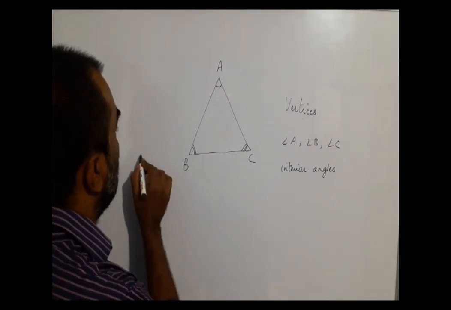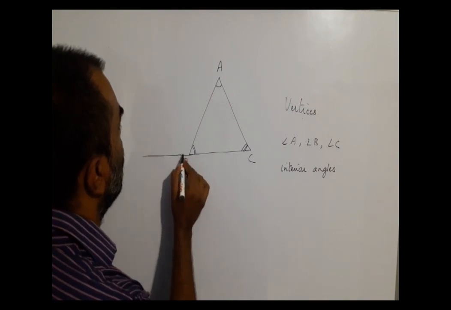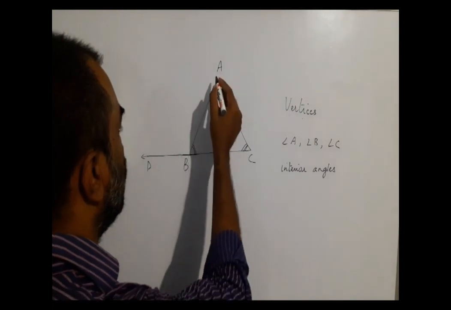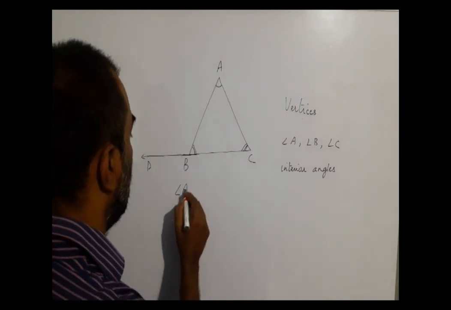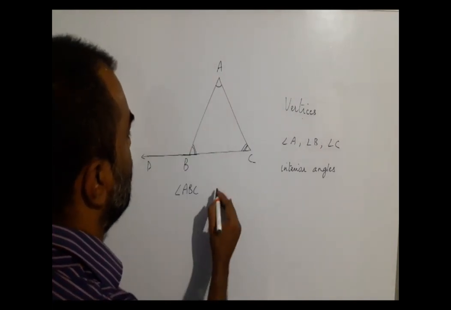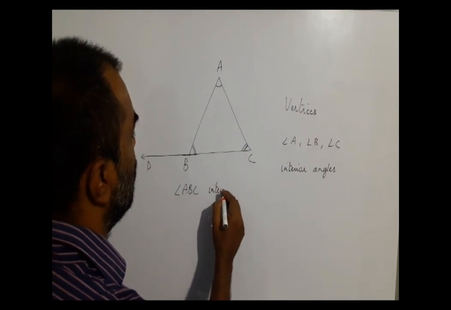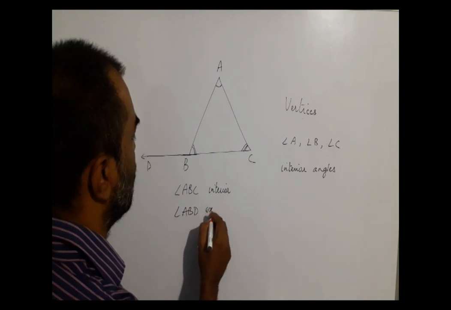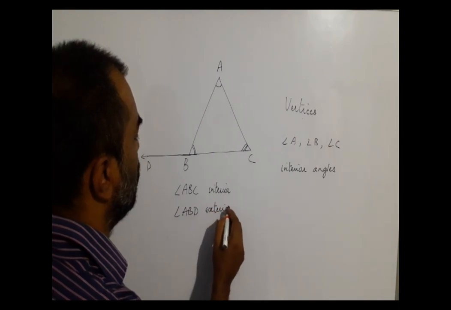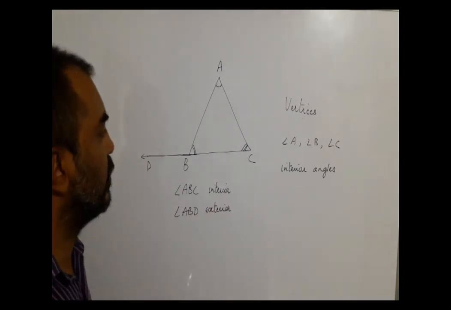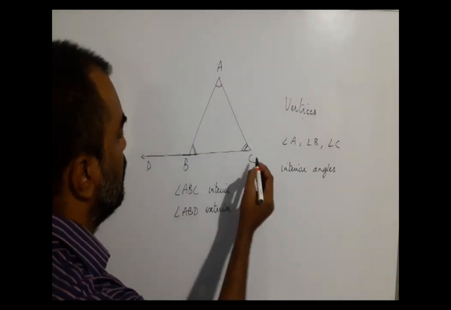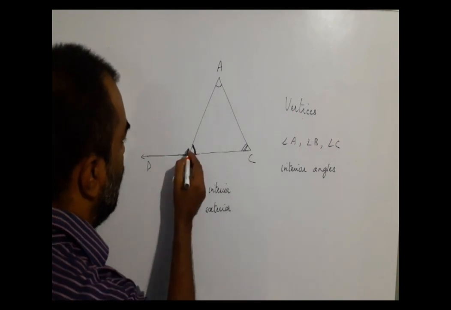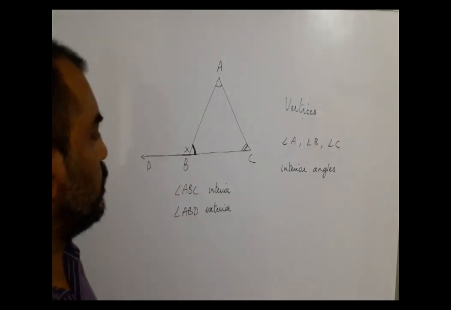If I extend this line segment, I call this point D. Now here you can see angle ABC is interior and angle ABD is exterior. So you have learned something new. What is an exterior angle? See again, angle ABC is the interior and angle ABD is the exterior.